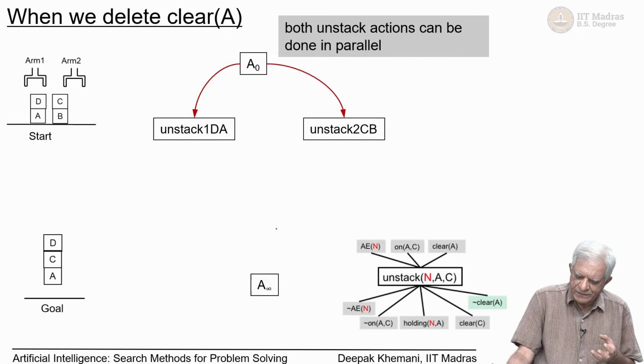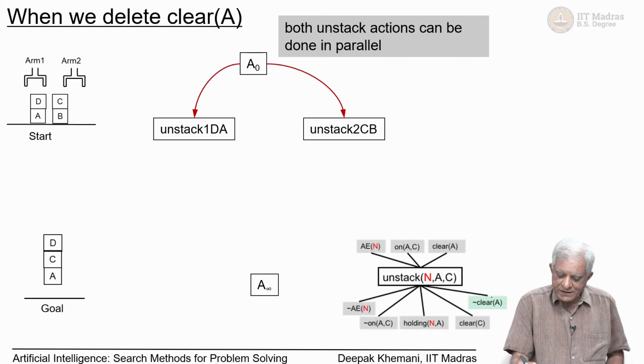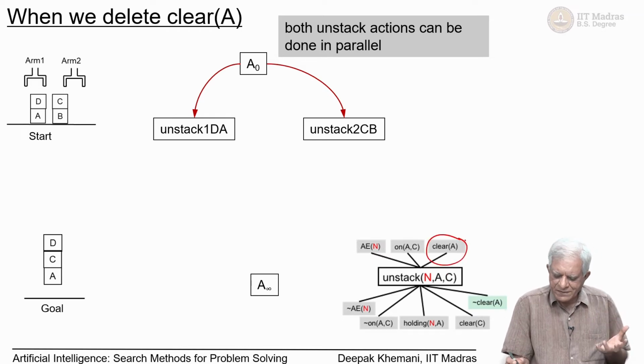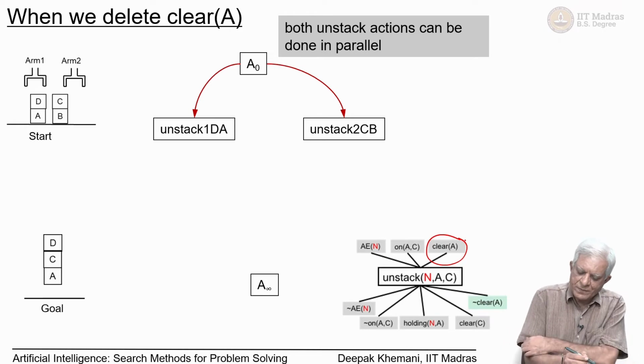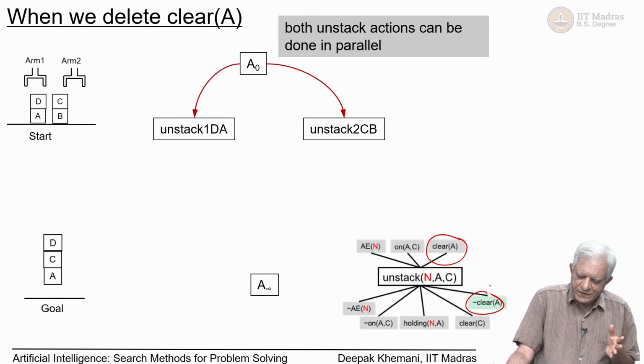So, when we pick up or when we unstack, we delete the fact that clear. So, to unstack A from C, A needed to be clear, that is there, otherwise you can't pick it up. But in this version of our operators, we are also deleting it essentially. So, that is what we are using here when we delete clear A.